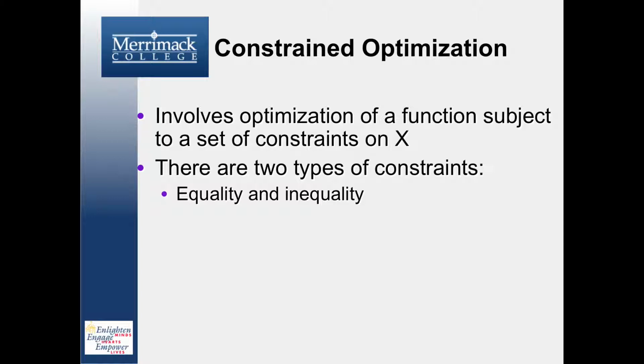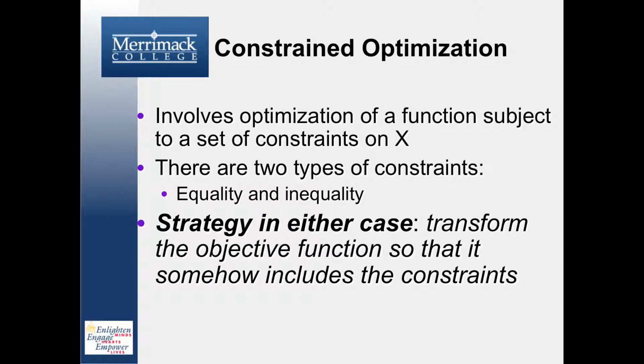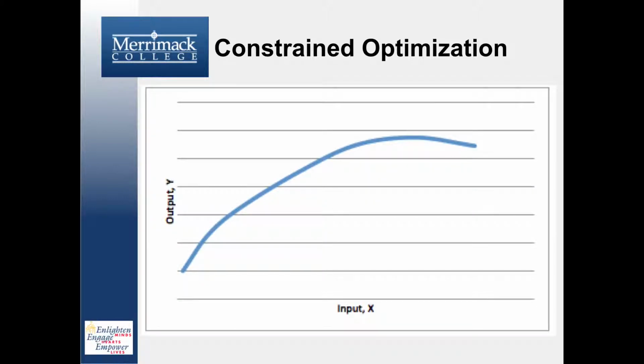Inequalities are more typical, but they're not always exclusively inequalities. So the strategy is to transform the objective function so that it includes the constraints. And I'll show you what I mean here in a minute. But let's say, for example, just for concept, we have an output variable y and an input variable x, and I know their relationship, right?